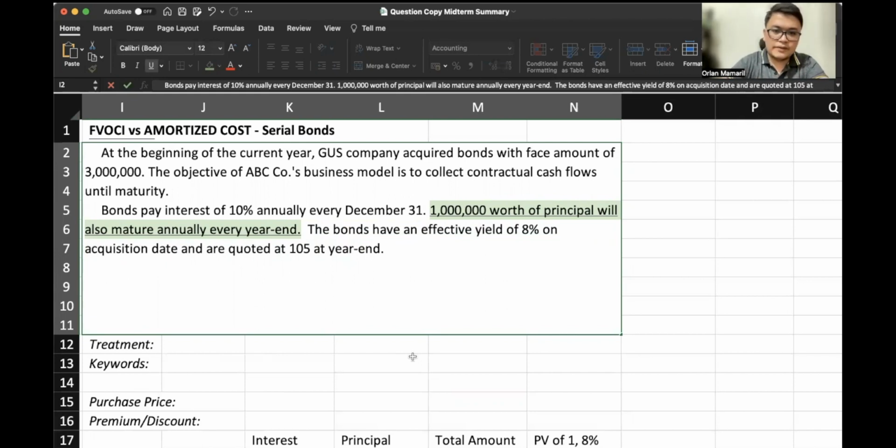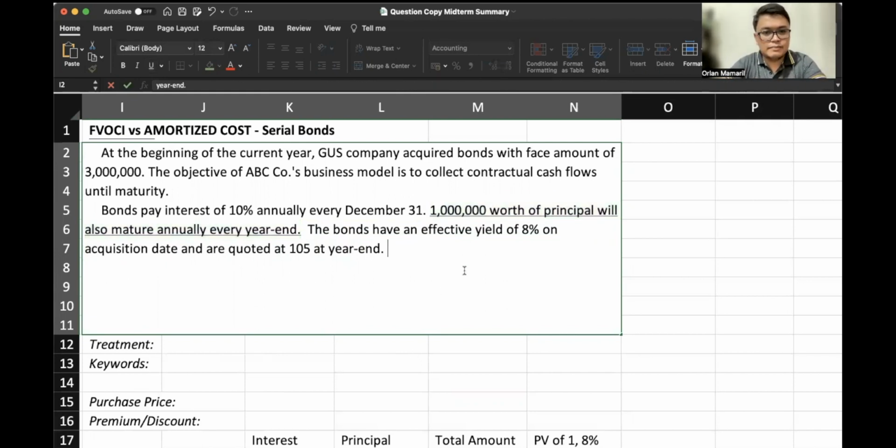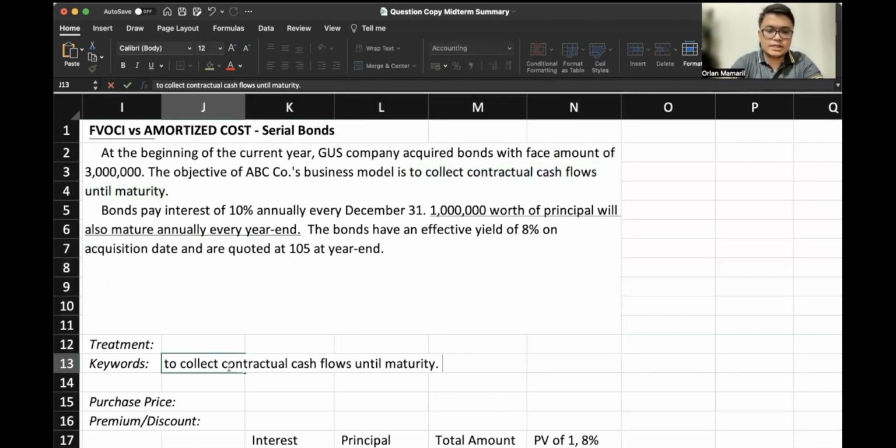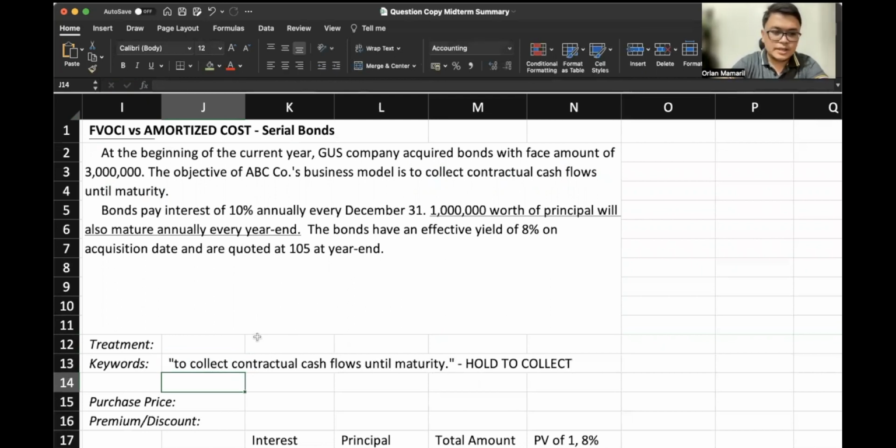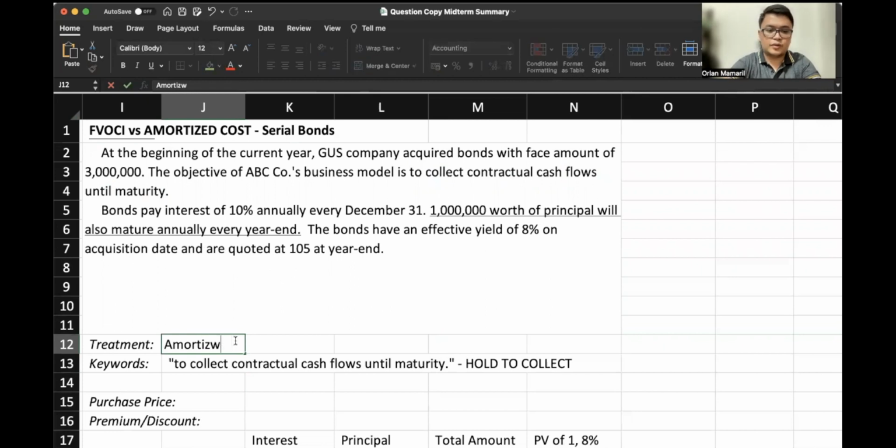So the bonds have an effective yield of 8%. Let's see the business model. The business model of this is to collect contractual cash flows until maturity. So because of these key phrases, we would say that our business model is hold to collect until maturity. Therefore, the treatment is amortized cost.